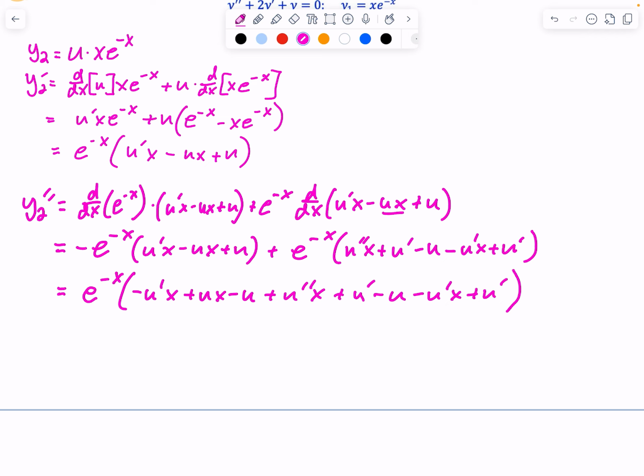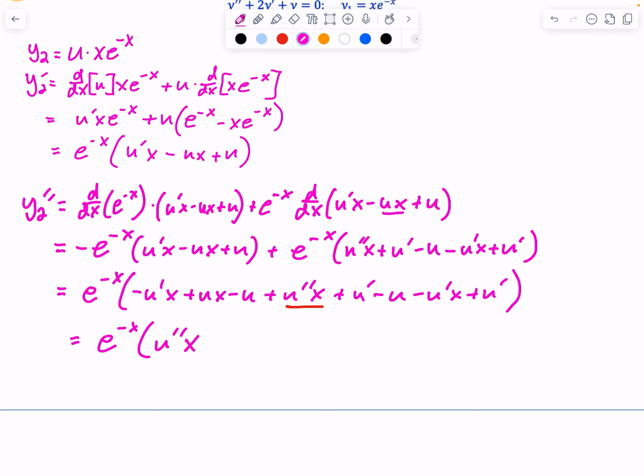Right. Then we'll combine like terms if they exist. So I'm going to underline or mark out as I go. I have that, which has nothing, so I'm going to keep that u. We have e to the negative x, and then I have u double prime x.